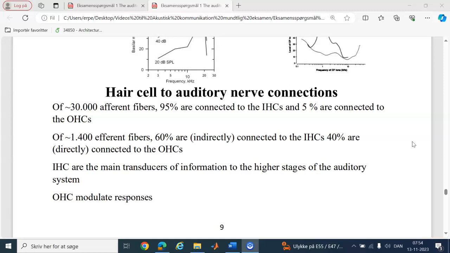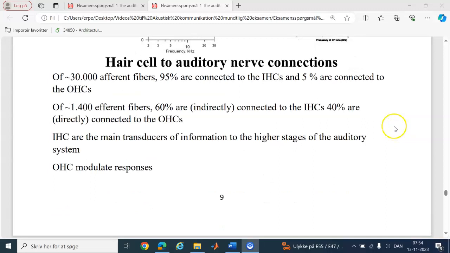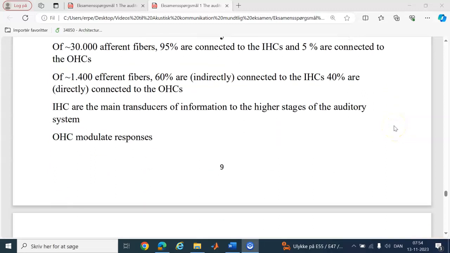Inner hair cells are the main transducers of information to the higher stages of the auditory system, as I talked about, from mechanical to electropotential. Outer hair cells modulate responses.